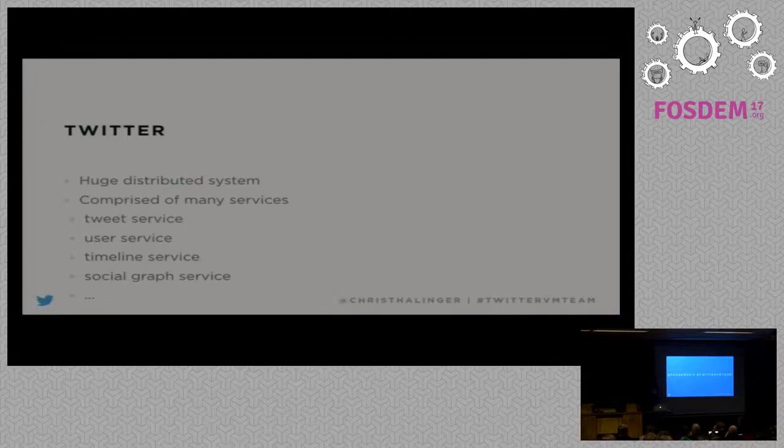So a little bit about Twitter. You all know Twitter the service. This is how it looks like. So it's a huge distributed system. We have many services. We have the main tweet service, which reads and writes tweets, and then user service, timeline service, social graph service. You know all the different. So these are kind of the main ones.